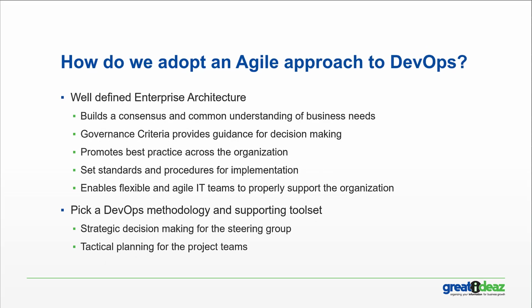So all that being said, why is it so hard? The issue is, first and foremost, a lot of organizations don't really have a good governance structure. And one of the foundations of having that governance structure is a well-defined enterprise architecture. You need some way of structuring the business needs. You need some way of structuring your decision-making criteria.